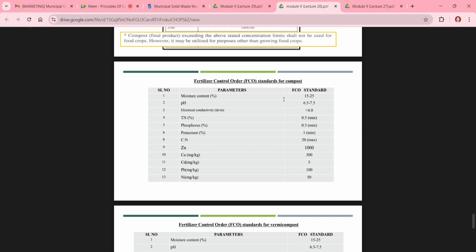Then total nitrogen percentage has to be a minimum of 0.5%. Then phosphorus content should be a minimum of 0.5, potassium 1%, and carbon to nitrogen ratio 20.